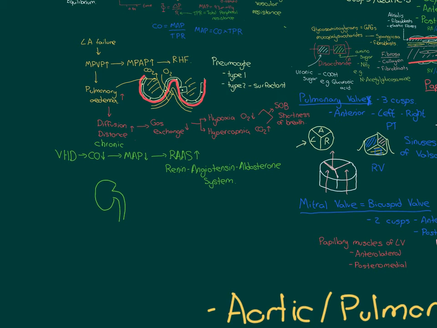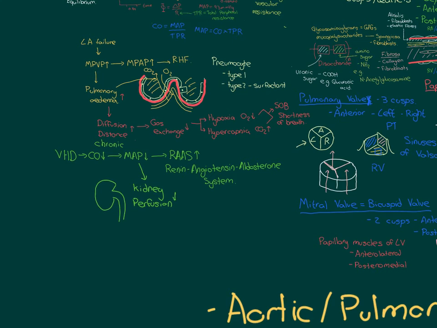So, when mean arterial pressure goes down, it's going to lead to the amount of blood going through the kidneys being reduced. So this is going to lead to kidney perfusion going down. And the kidneys have a response to that. They don't like the amount of blood going through them going down at all.